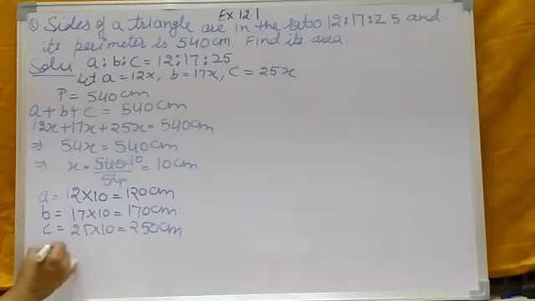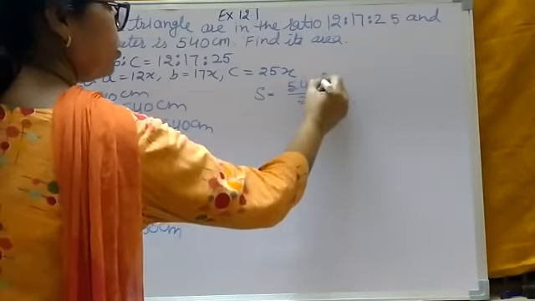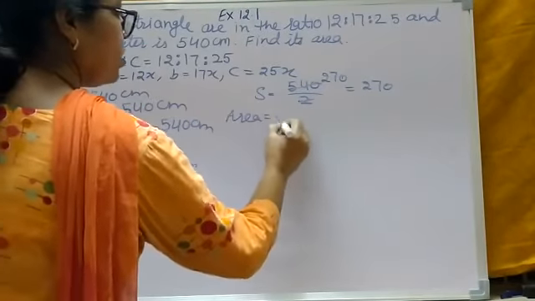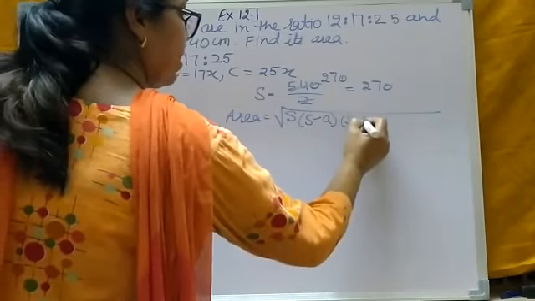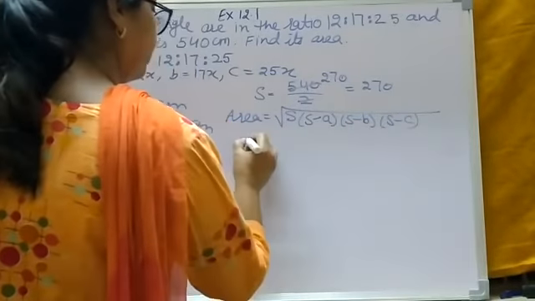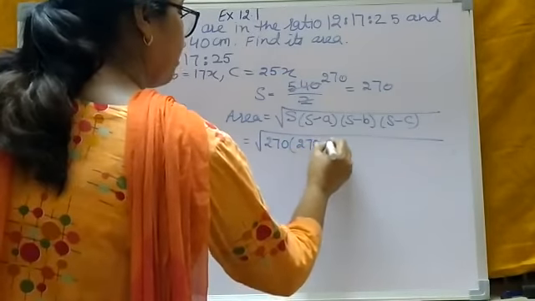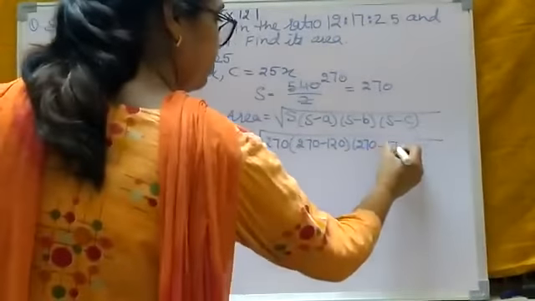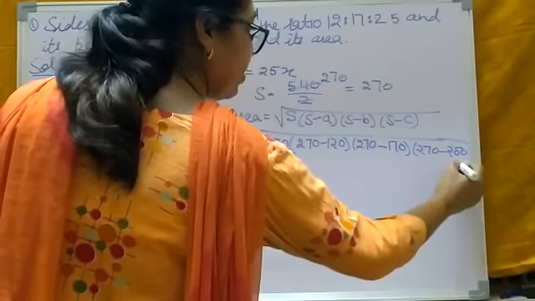Now we find s. s is equal to p upon 2. s is equal to 540 upon 2, 270. Area is equal to square root of s(s minus a)(s minus b)(s minus c). 270 minus 120, 270 minus 170, 270 minus 250 centimeter square.